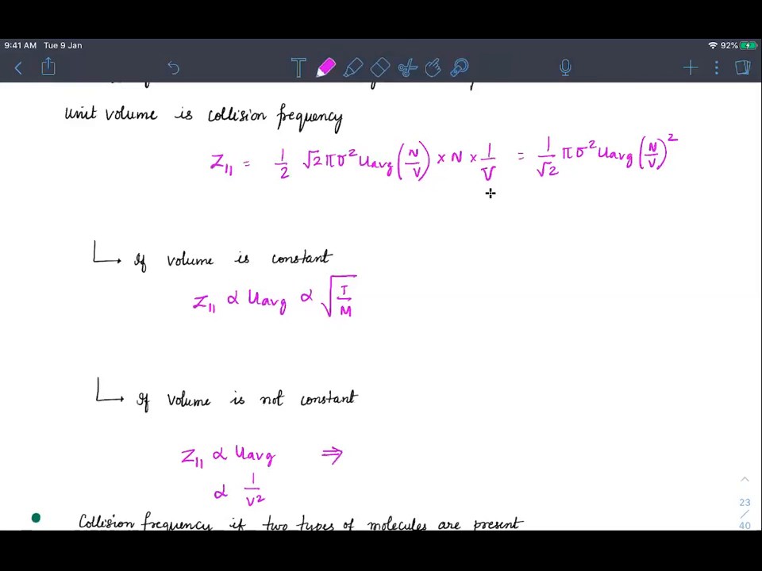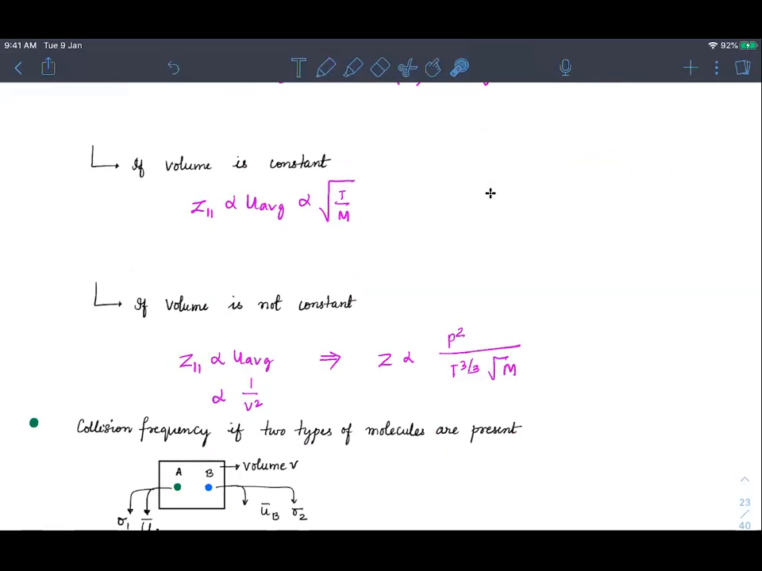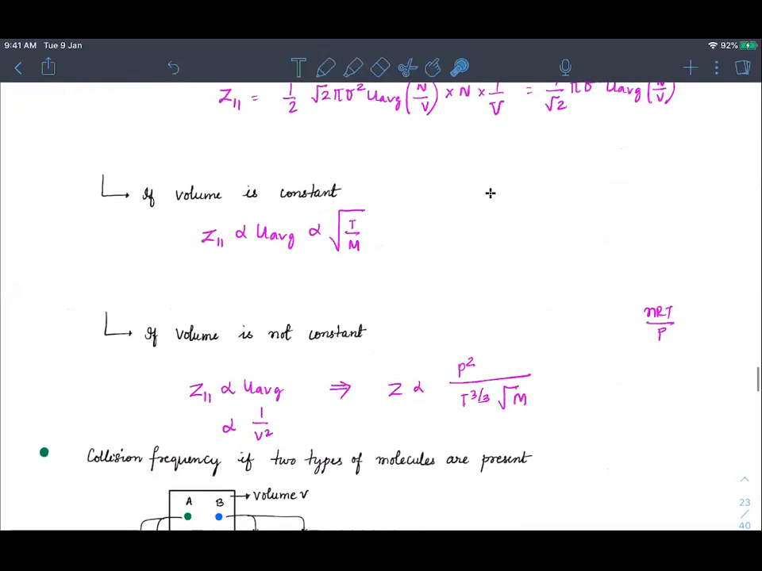So V square as in this, we would have P into NA by RT. Okay. So therefore, Z would be proportional to P square by T raised to power of 3 by 2 into root M. This is what you will get after substituting this. V के बदले में आप ये लिख सकते हो ना, nRT by P. You can write this as nRT by P. So if you substitute that here, you will be able to get this. जे में अभी तक ये वाला पार्ट नहीं पूछा है, बट जो पहले हमने डिस्कस किया Z1, that was asked.